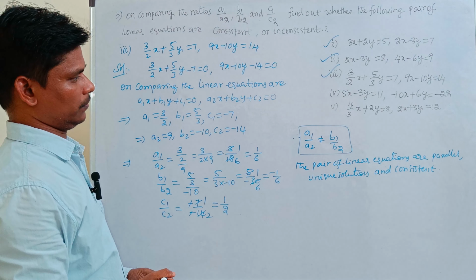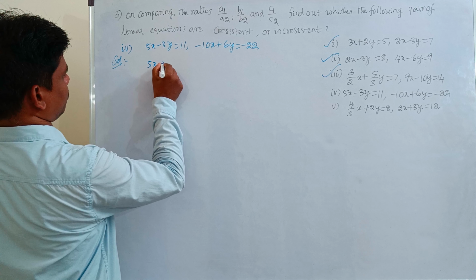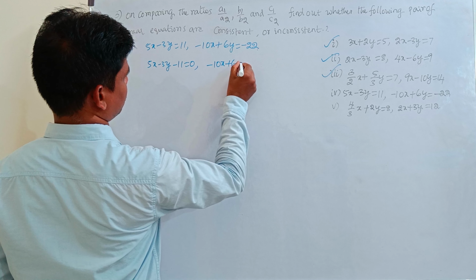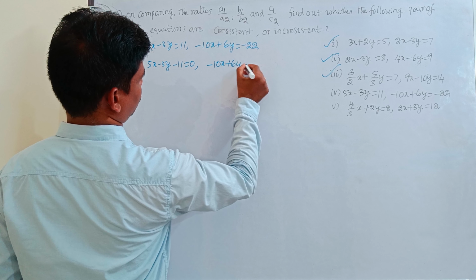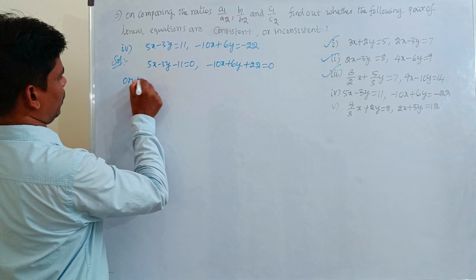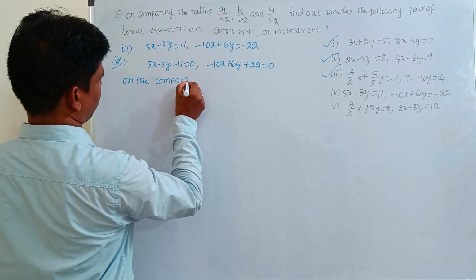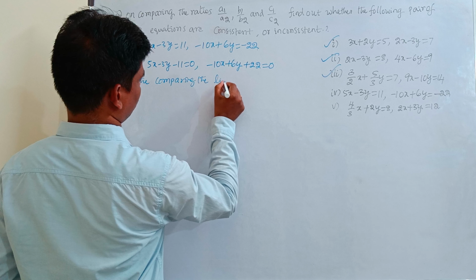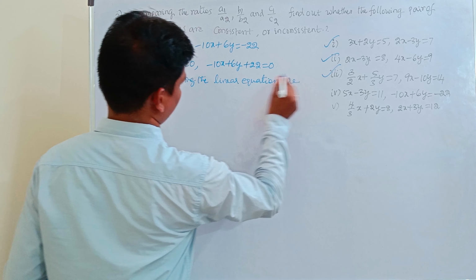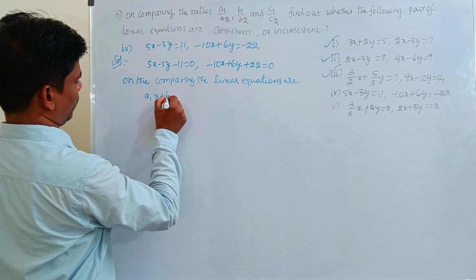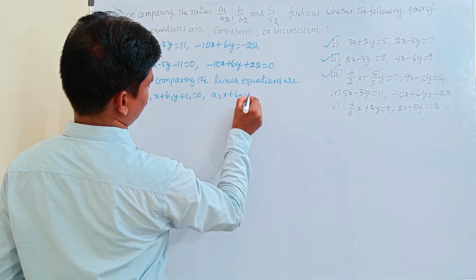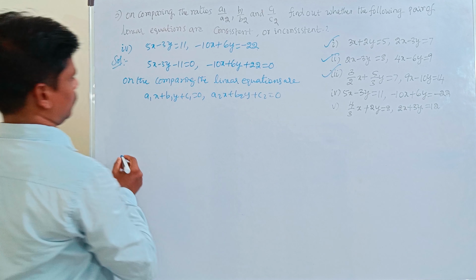Next, the fourth one. Write here 5x minus 3y minus 11 is equal to 0. And this one, minus 10x plus 6y, transpose the 22 to this side, plus 22 is equal to 0. So, on comparing the linear equations, a1x plus b1y plus c1 is equal to 0, a2x plus b2y plus c2 is equal to 0.